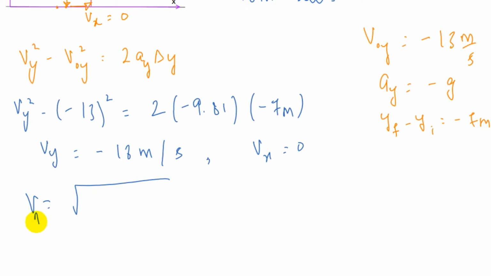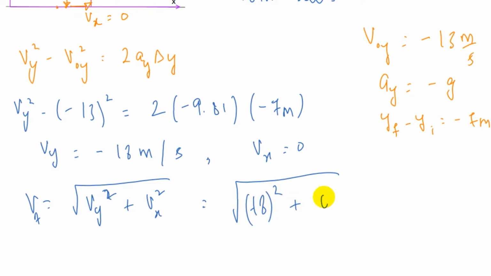Speed would be under root, this is the speed for ball A, so Vy square plus Vx square. This is how we calculate the speed. So under root, Vy is minus 18 square plus 0. So the speed is 18 meter per second for ball A.